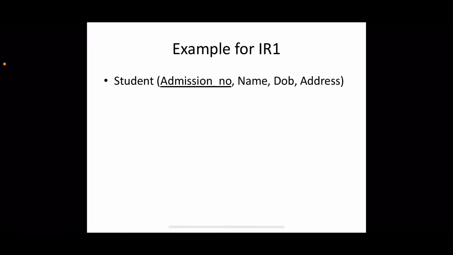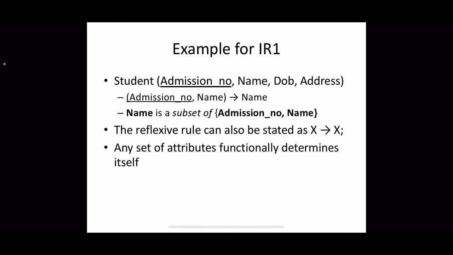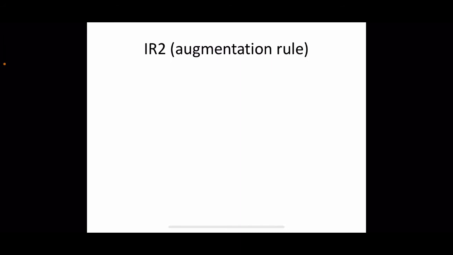Let us see an example for this IR1. You have a relation student with these attributes: admission number, name, date of birth and address, in which admission number is the primary key. Now let us take the attribute set admission number and name together. This determines name, right? So definitely name is a subset of admission number and name. And the reflexive rule also can be stated like this: X determines X. Any set of attributes functionally determines itself. Name determines name or admission number determines admission number. So these are trivial dependencies.